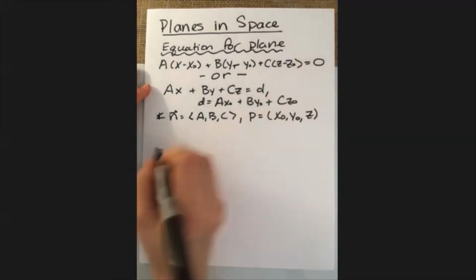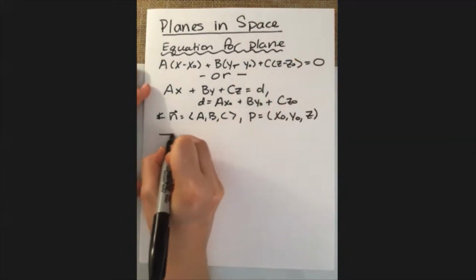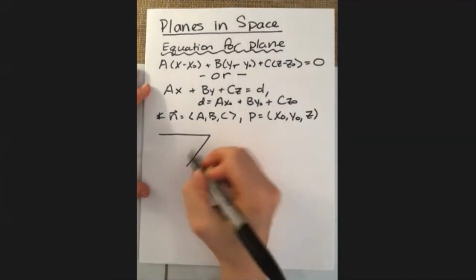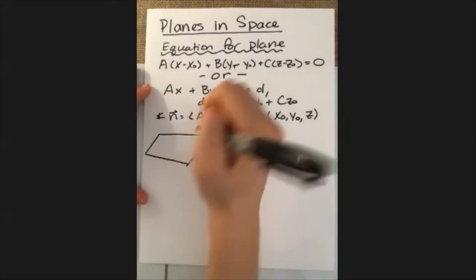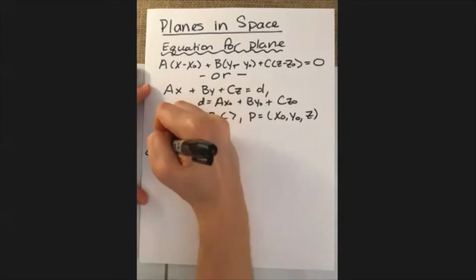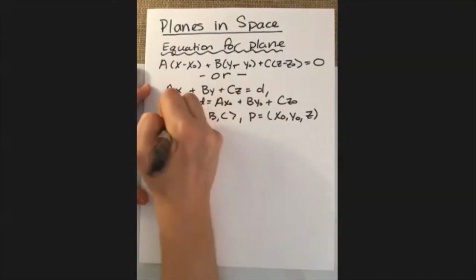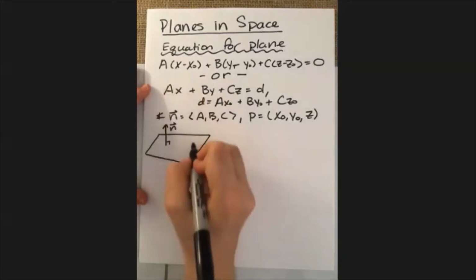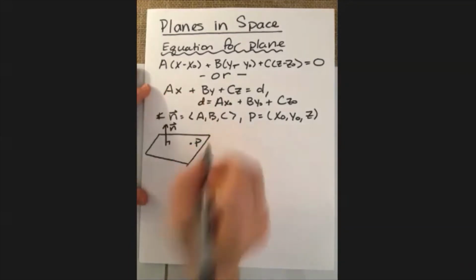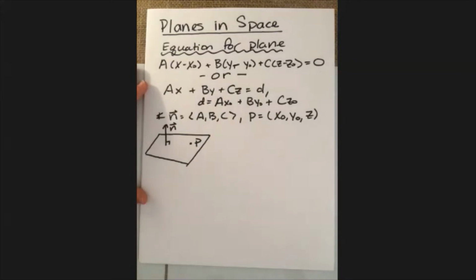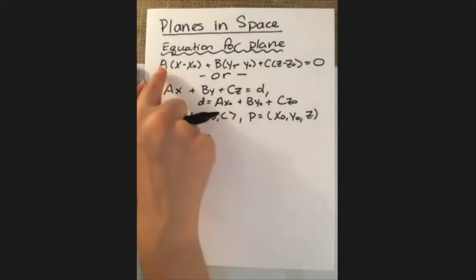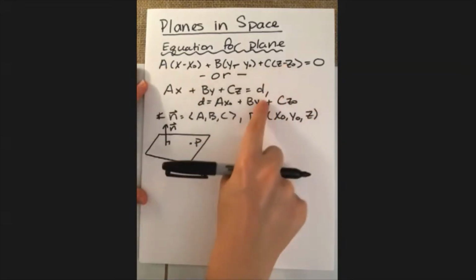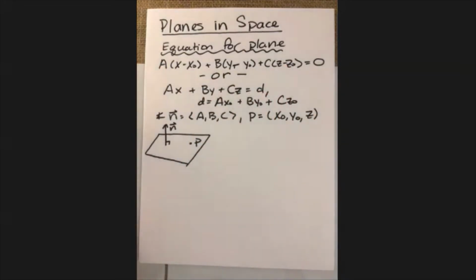So what that might look like, for example, if we wanted to sketch a plane like so, we would want to know what a vector normal to this plane looked like. That's n. And then we just simply need to know a point that's actually on the plane. And then every other point on this plane can be described by what fits into one of these two equations. So let's work an example.